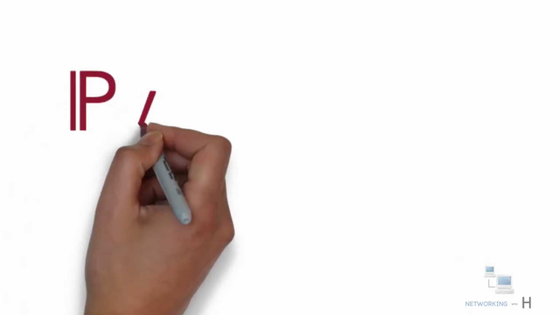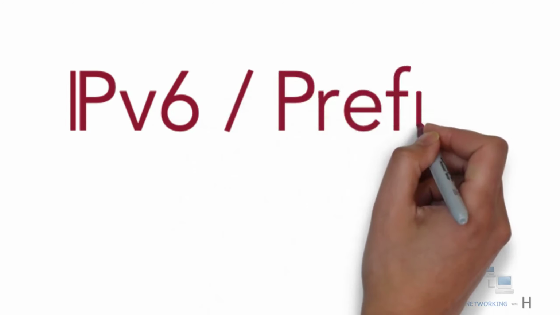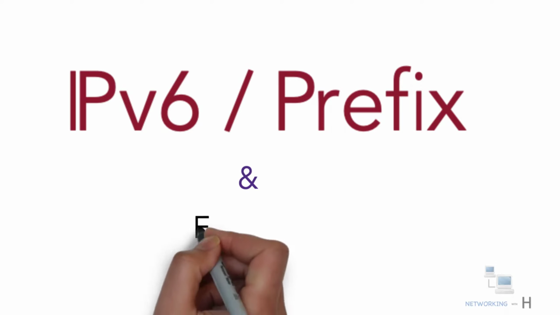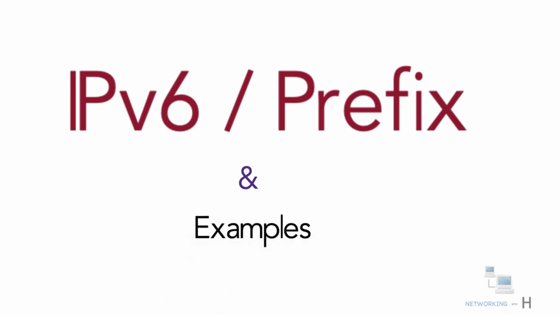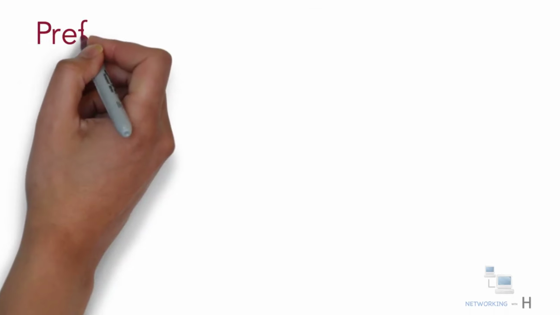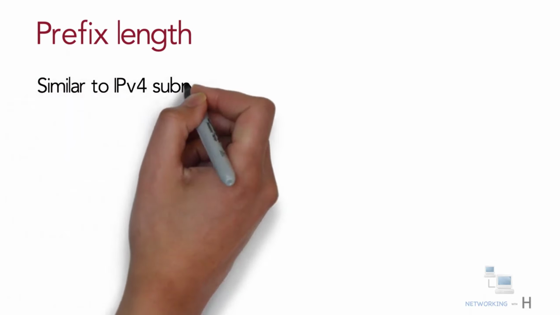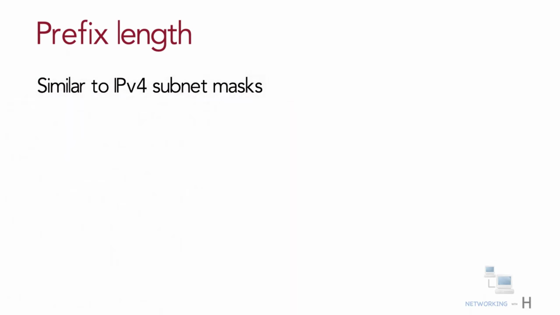In this session of the CCNA series, I'll discuss IPv6 prefix and how to calculate the same using some examples. Let's see how we can represent the prefix length of an IPv6 address. IPv6 uses a mask concept called the prefix length, similar to IPv4 subnet masks.